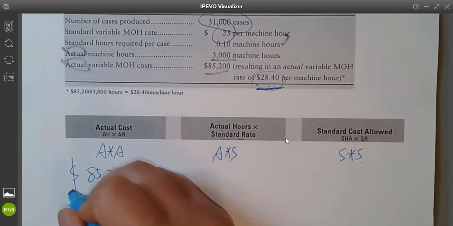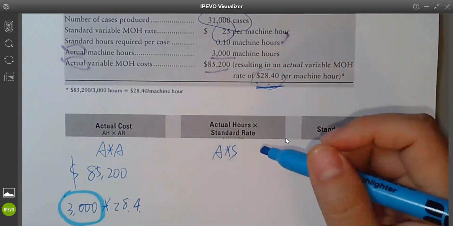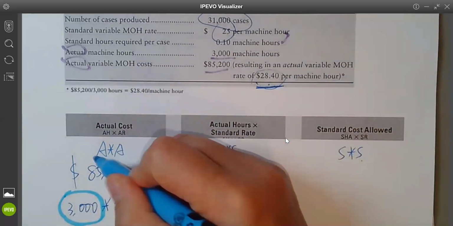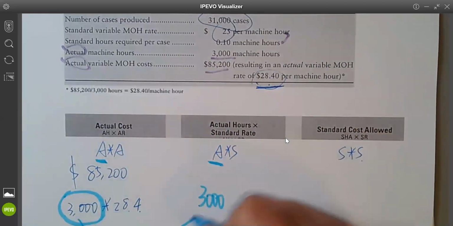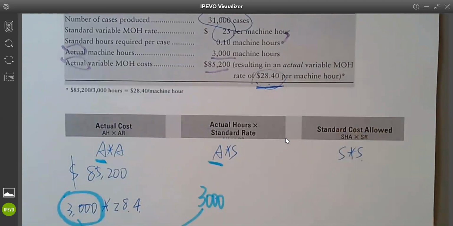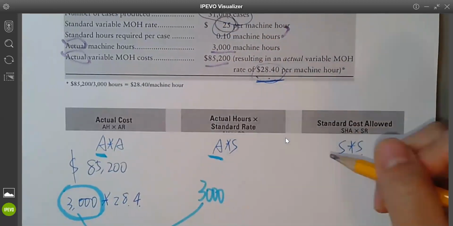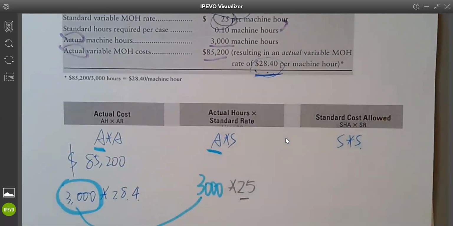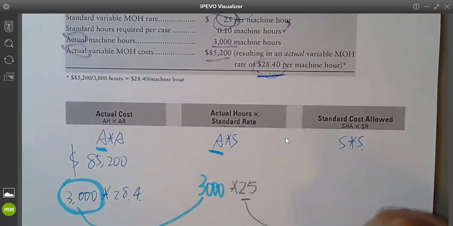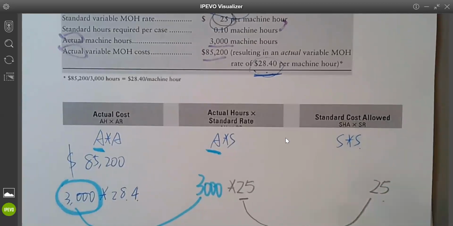Remember, I said, do me a favor, right? When you write the actual amount of the machine hour, also put the actual here, 3,000. So they are the same. And for our standard, one machine hour, how much do we allocate? We allocate $25. I said, do me a favor, when you put $25 there, also put $25 here.